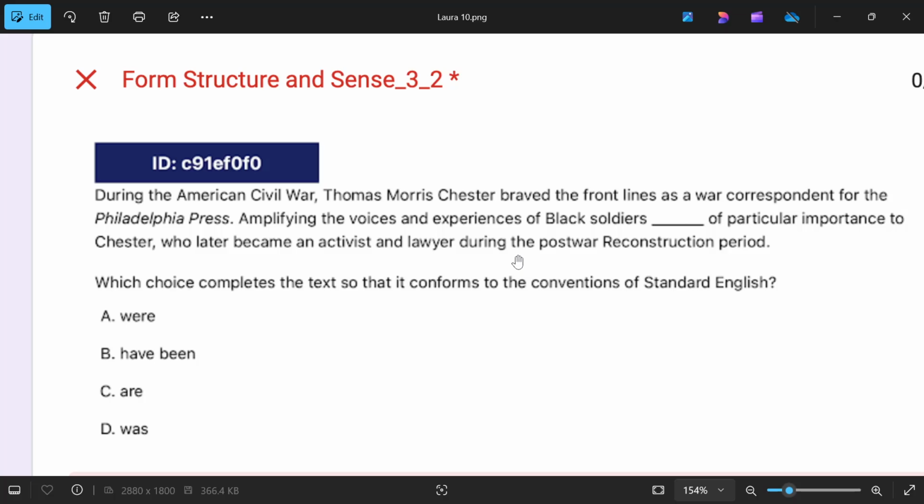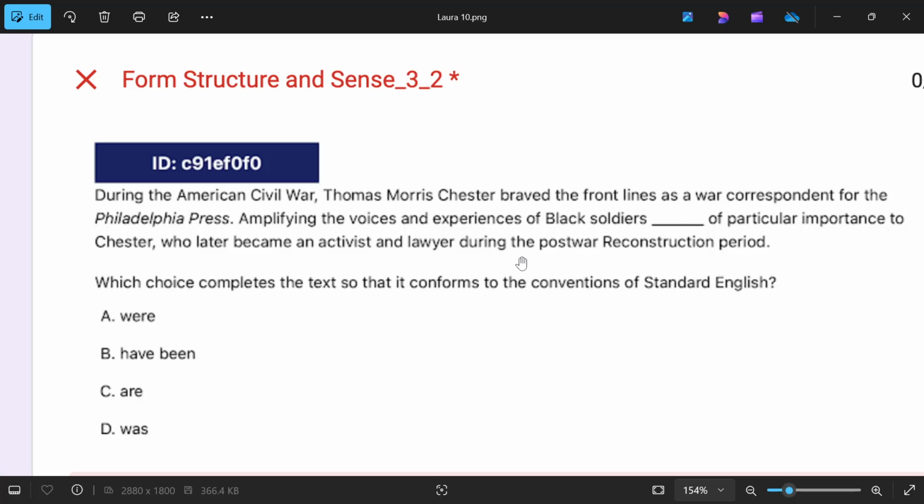Amplifying the voices and experiences of black soldiers was of particular importance to Chester, who later became an activist and lawyer during the post-war Reconstruction period. I don't even have to really look at context on this one to see what tense it's in, because only D is singular, to go with amplifying. So the answer is D.